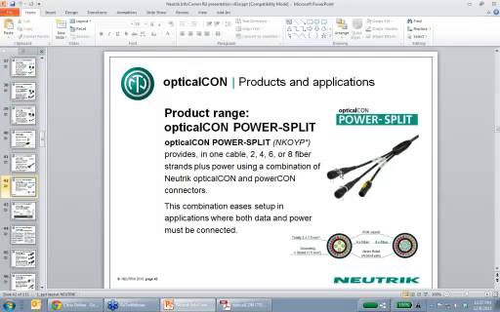It's a very expensive cable, typically thousands of dollars. But it's a cool solution for companies that want to run one cable out to a remote box, connect everything up, power it up, get your data going, and go forward. This is our power split cabling. The cable is a Neutrik proprietary design. Of course, opticalCON and PowerCon are Neutrik proprietary designs as well. It's an interesting cable for you to know.